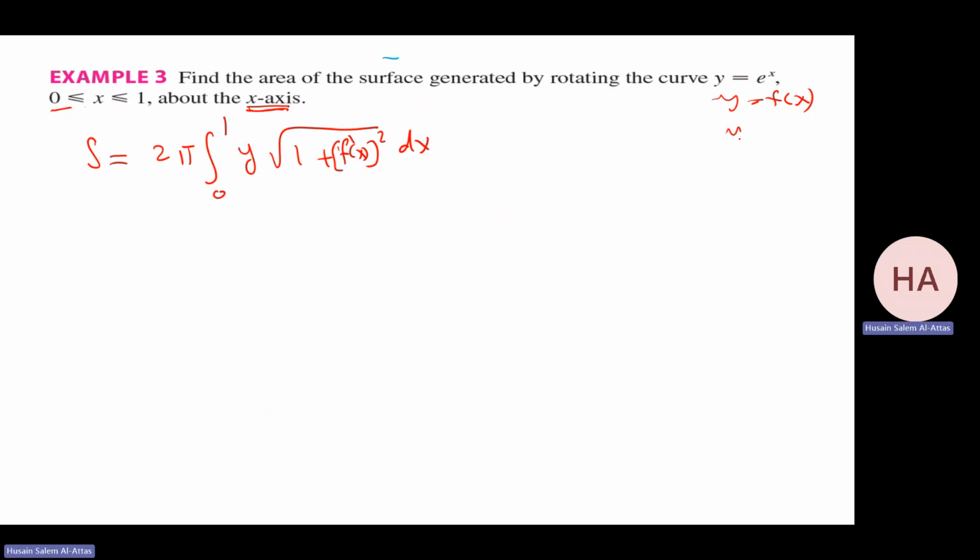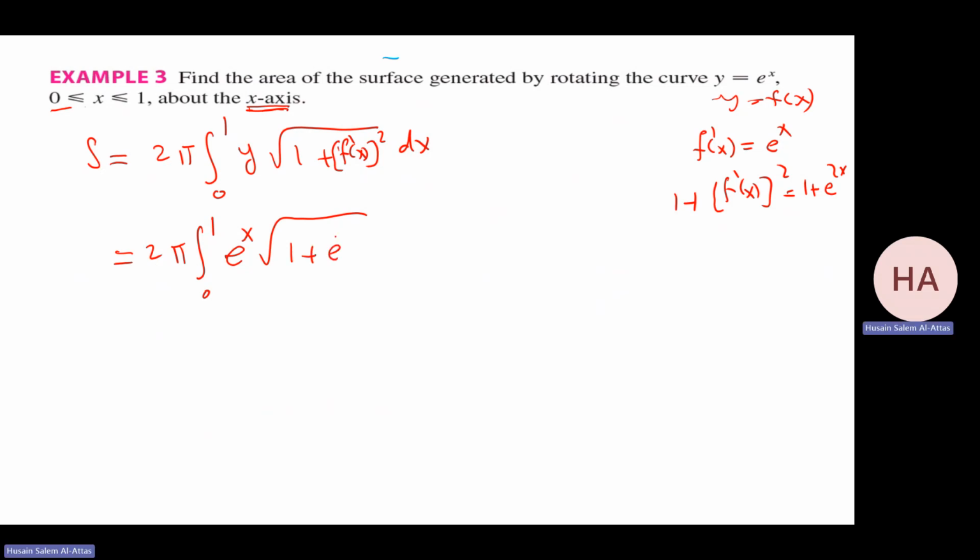Okay, so now let me do this, y prime, or f prime of x, will be the same. 1 plus f prime of x squared, that will be 1 plus e to the x. So I plug everything in. I have 2 pi, integral from 0 to 1, y, which is e to the power x, times the square root of 1 plus e to the x dx. I need to solve this.